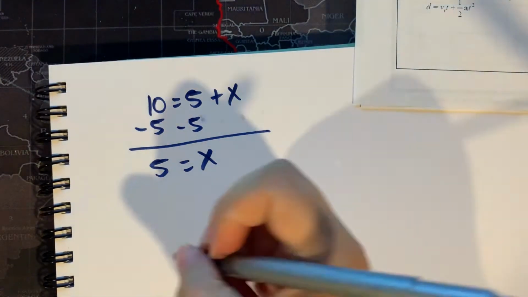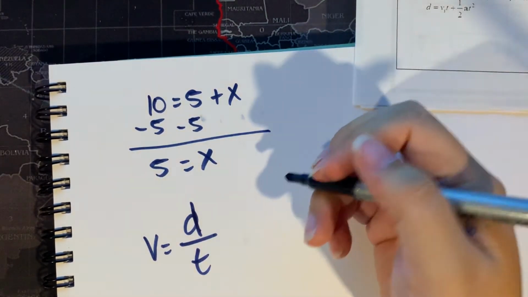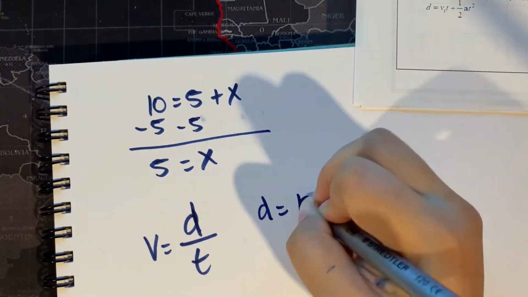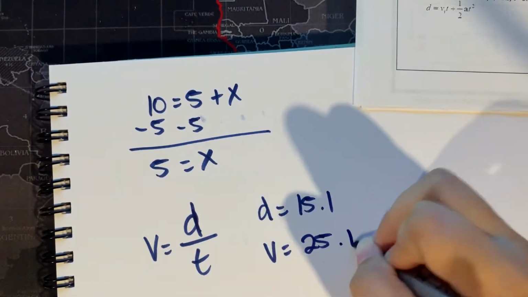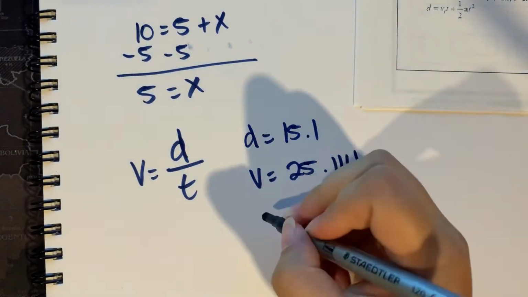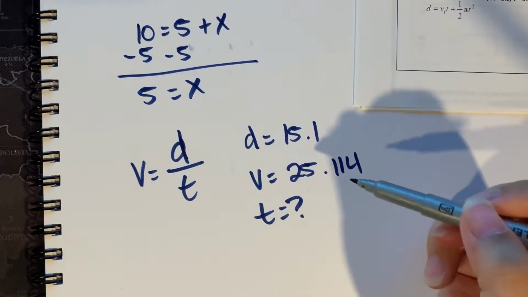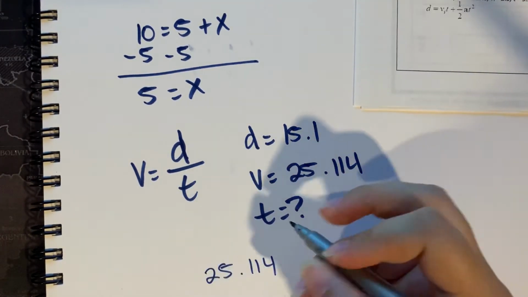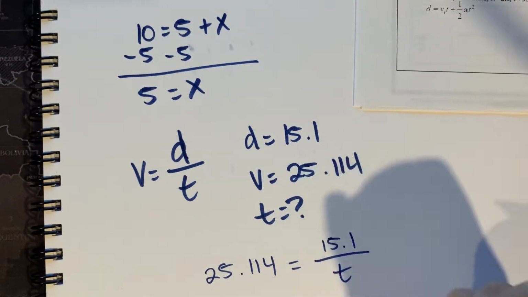Velocity is equal to d divided by t. So velocity is equal to distance divided by time. They told us that d is equal to 15.1, your distance, and velocity is equal to 25.114. So that means I'm looking for t. So let's plug these into our equation. We have 25.114 is equal to 15.1 divided by t.